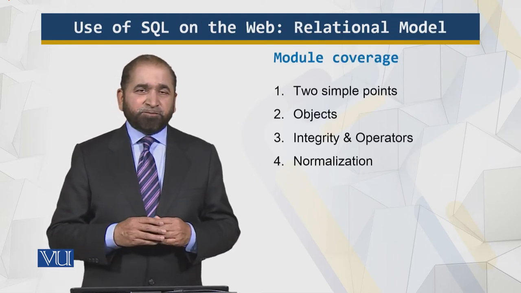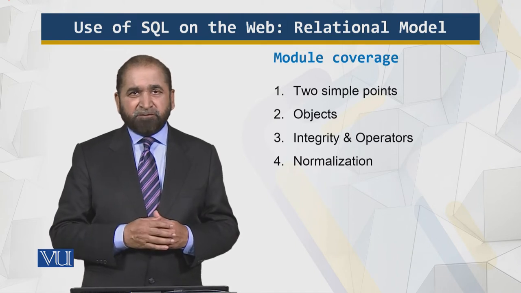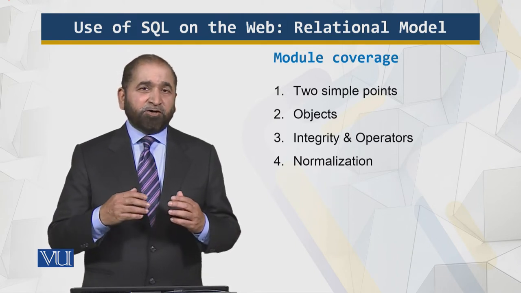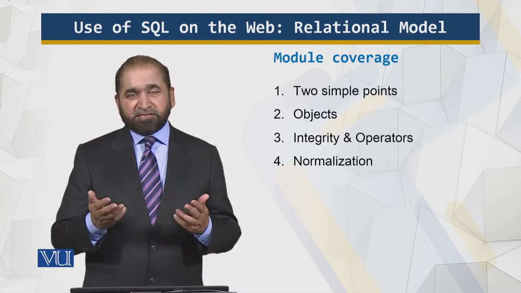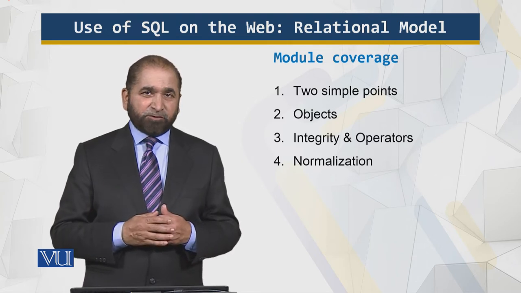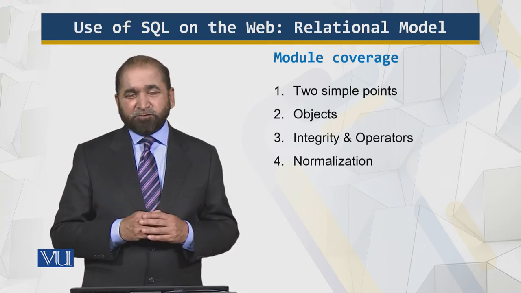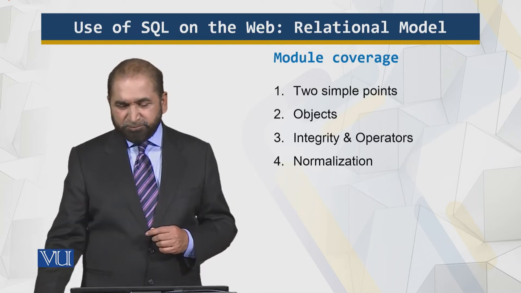So two simple points need to be considered, which I will talk about, and then there are the objects, the operators, and normalization and integrity. These are some of the fundamental aspects related to the relational model. So let's first talk about the two simple points.